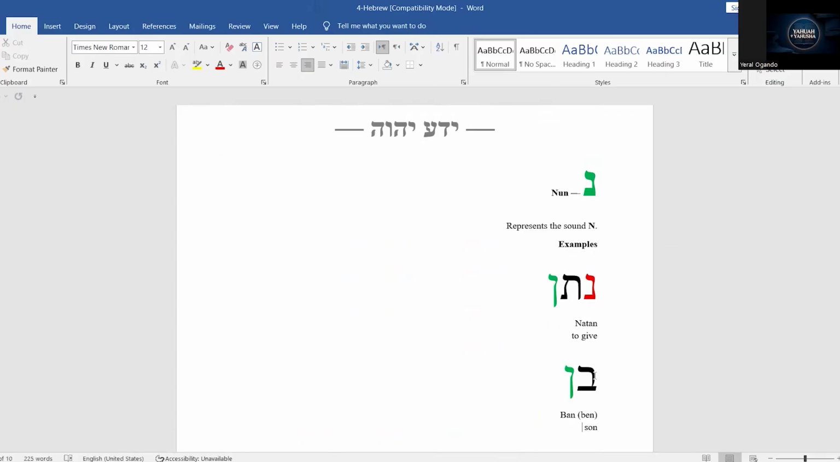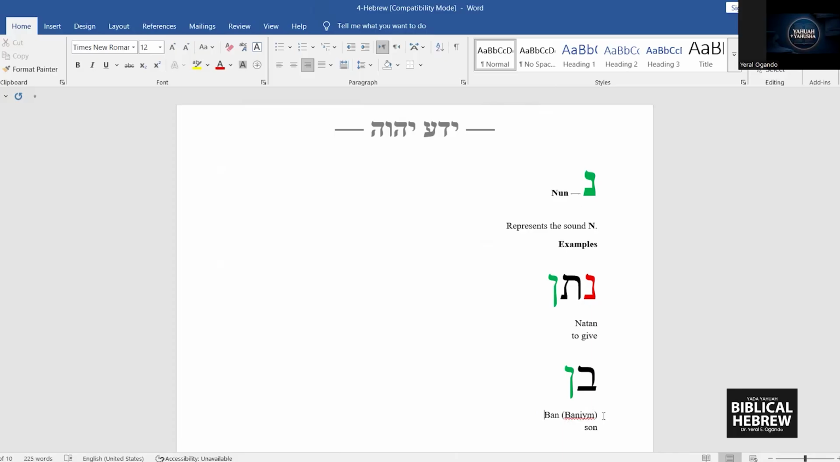Next one is Ban. Never ben. Traditional academic Hebrew says ben, but Yahuah is ban. And you will understand. For example, this is the funny part. This is how you say plural, sons, banim.